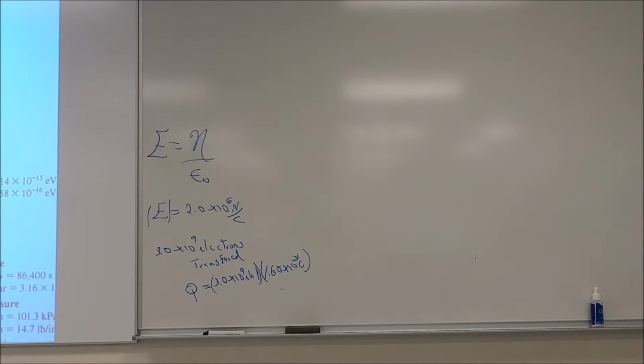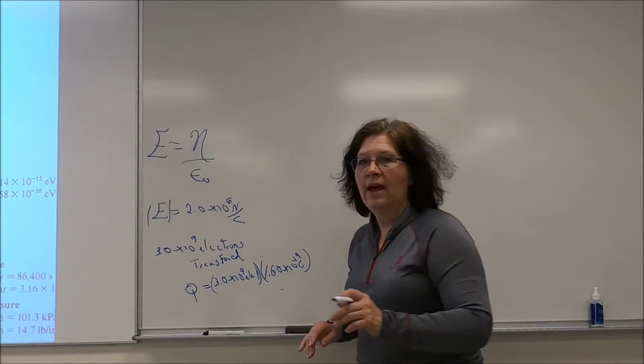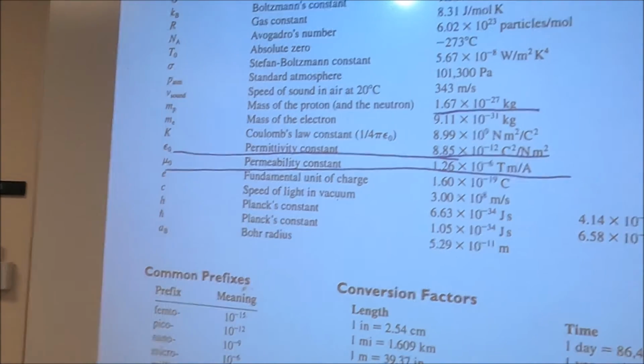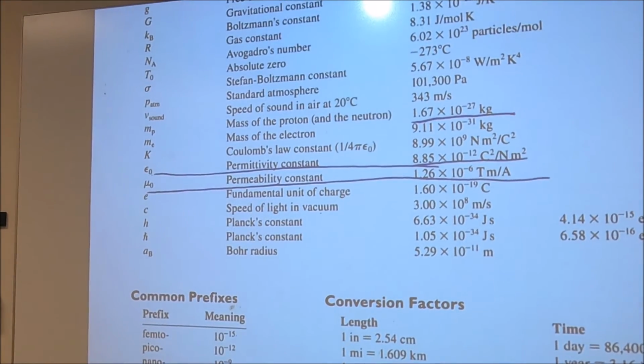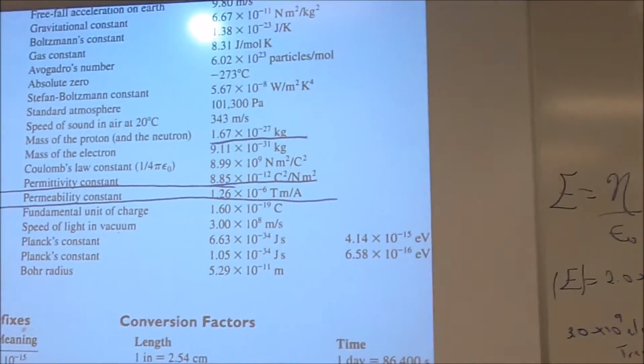Okay, so constants. They're on the front cover of your book. 10 to the minus 19. I was thinking about the mass of an electron. Okay, guys, front cover of your book. I have them underlined in mine because I use them so much.